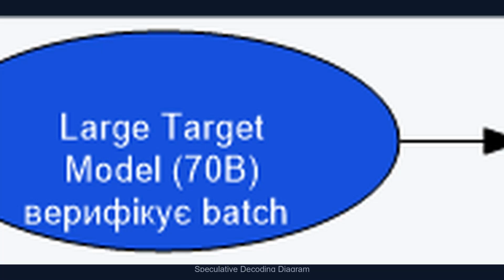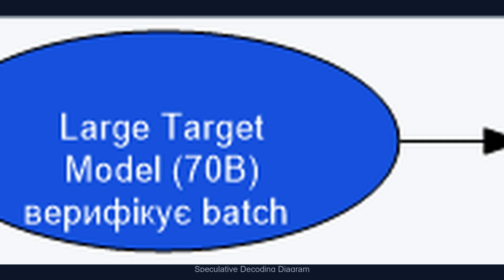Speculative decoding is a clever inference trick worth understanding, even if you don't implement it immediately. The idea: instead of running your large target model, say 70 billion parameters, for every single token, you first run a small draft model, maybe 3 billion parameters, to quickly generate a few candidate tokens. Then the large model evaluates all of those candidates in a single forward pass, accepting the ones that match what it would have generated and rejecting the ones that don't.